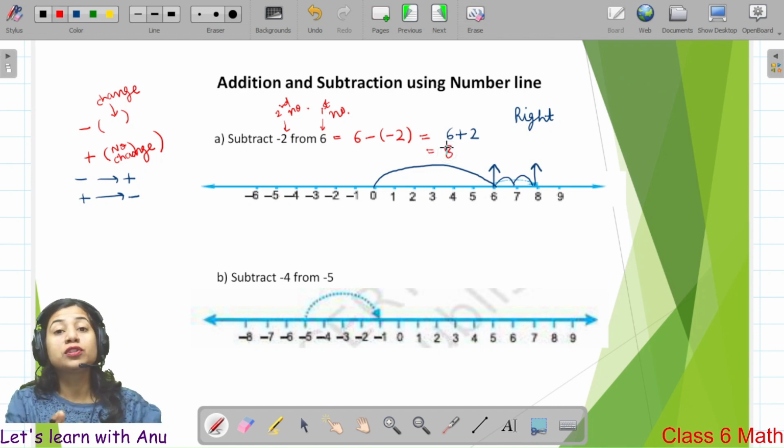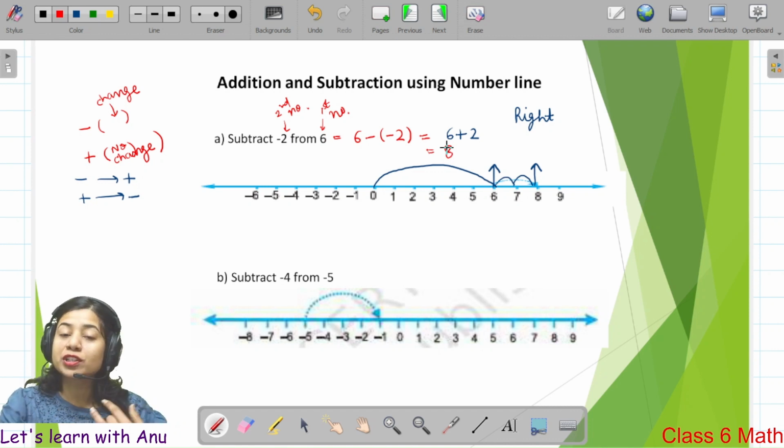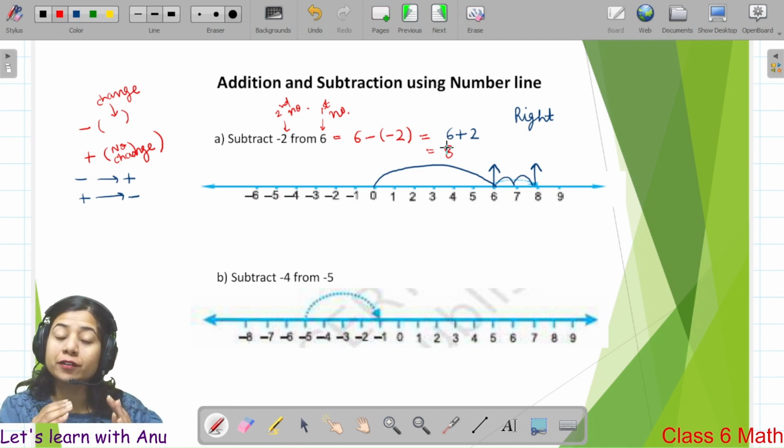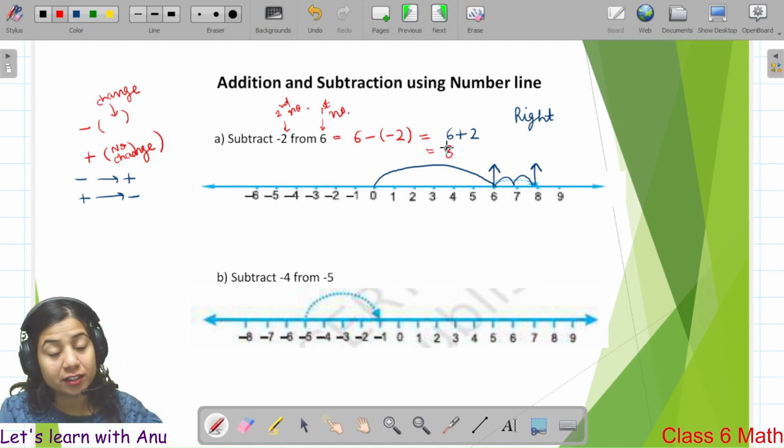So 2, 3 rules you have to understand, and all the questions are quite easy, class, right? Positive integer, right direction. Negative integer, left direction. Outside the bracket, if the sign is positive, then no change of sign. If outside the bracket the sign is negative, then you have to revert the sign, right? Positive will become negative, negative will become positive.